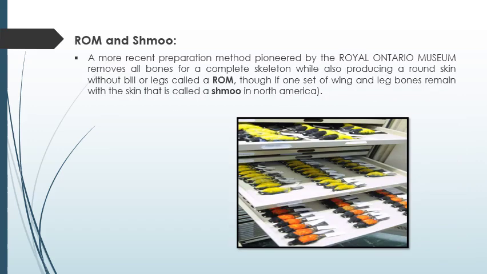Rome and Schmoe. A more recent preparation method pioneered by the Royal Ontario Museum removes all bones for a complete skeleton, while also producing a round skin without bill or legs called a rome. Though if one set of wing and leg bones remain with the skin, that is called a schmoe in North America. So if the birds are preserved by removing their bills and legs, that is called a rome. And if one side of the wings and legs remain with the skin, that is called a schmoe.